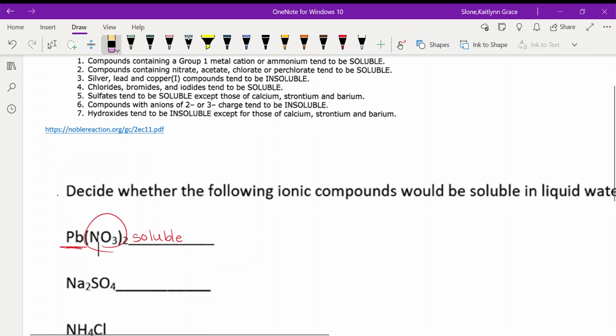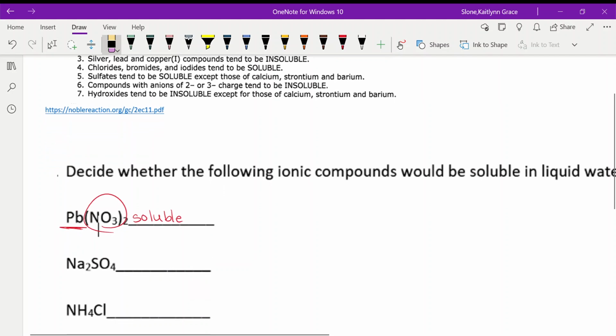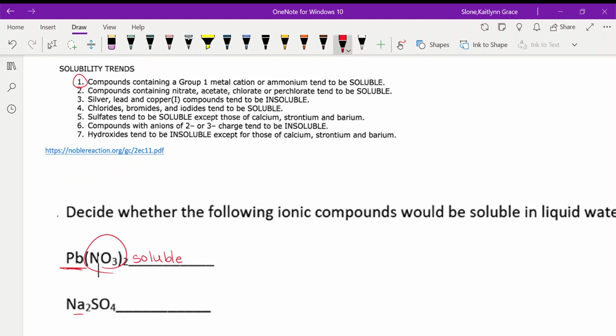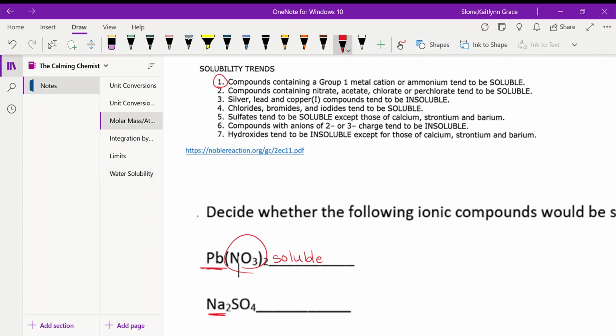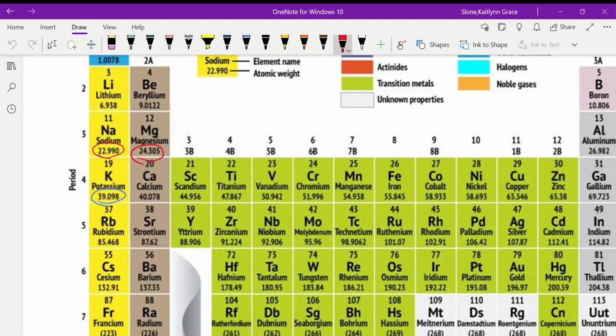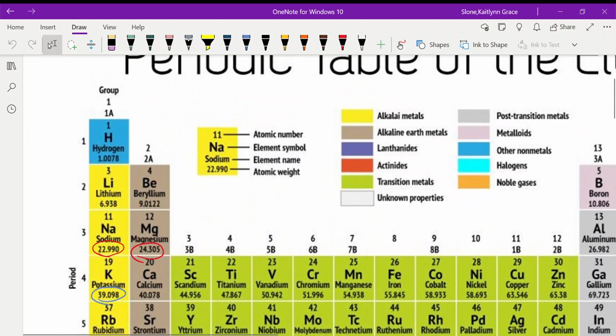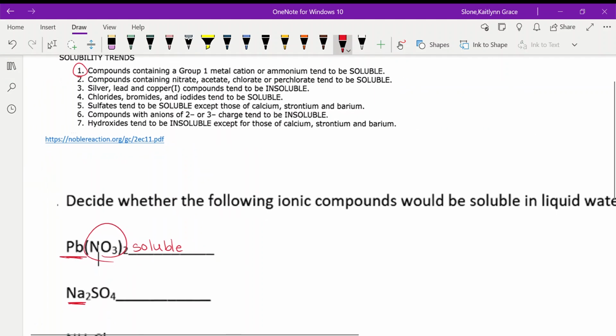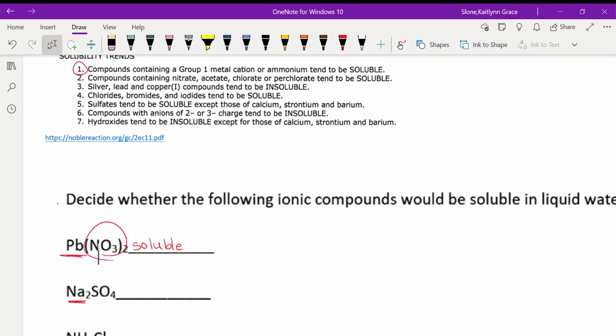All right, so moving on. Our second one is sodium sulfate. Again, we start off with number 1. Compounds containing a group 1 metal cation or ammonium tend to be soluble. Is sodium a group 1 metal cation? Let's look. Here's my periodic table. In group 1, we have sodium. So yes, it is. Since that applies, we go with that rule and we say soluble.